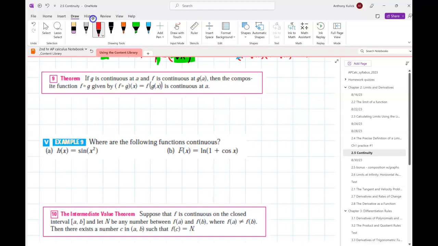Example 9 is asking, where are these functions continuous? So this is like what we have here, right? Our f of x is sine x, and our g of x is x squared, right? So we're going to start from the inside. Where is x squared continuous?